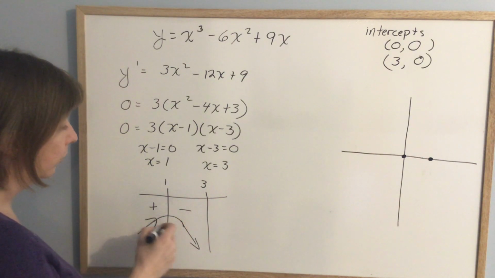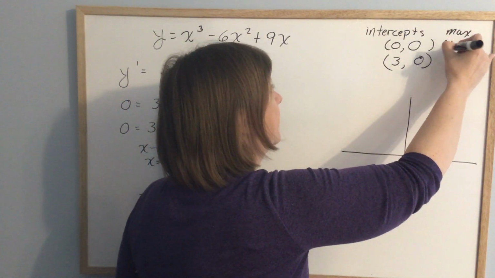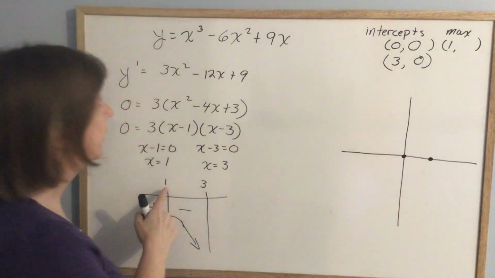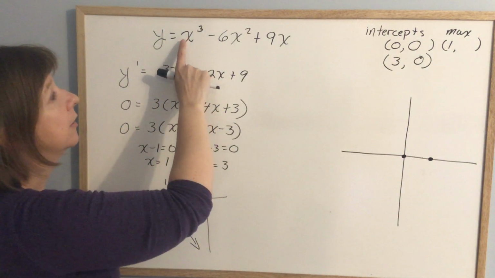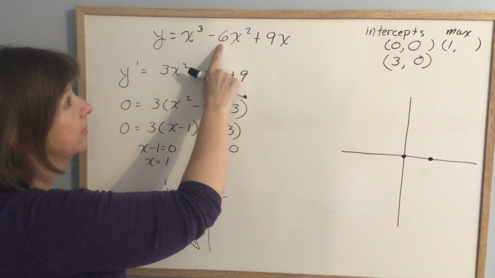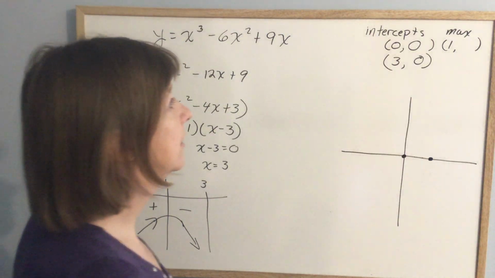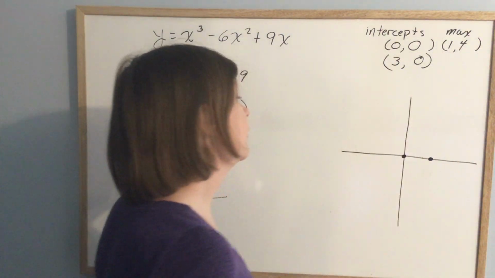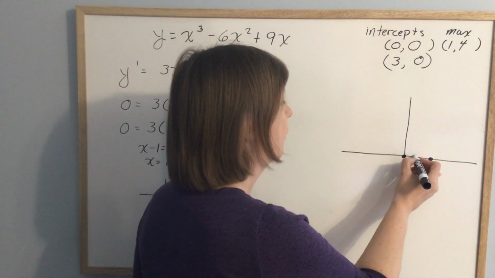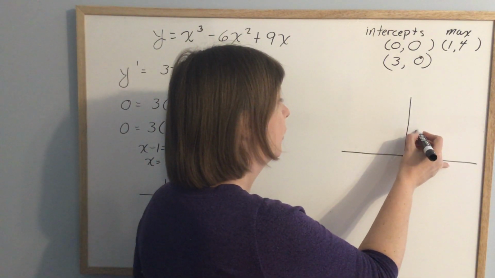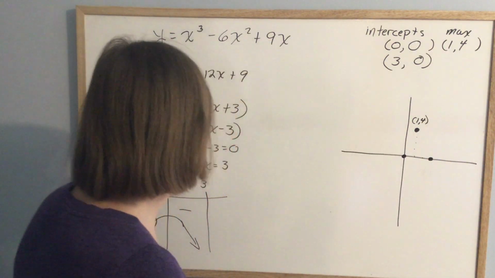So I have a local max. I have a local max when my x is 1. So I need the y value for that, so I can plot it. So if I put 1 in here, 1 minus 6 is negative 5. Negative 5 plus 9 is going to give me 4. So I'm going to have a maximum at 1 and 4. So I can even put that in if I want. Here's 1, 1, 2, 3, 4. Okay, so that's going to be a local maximum.